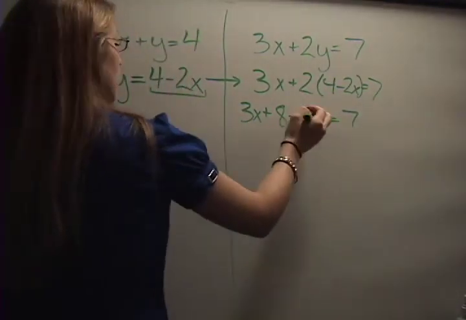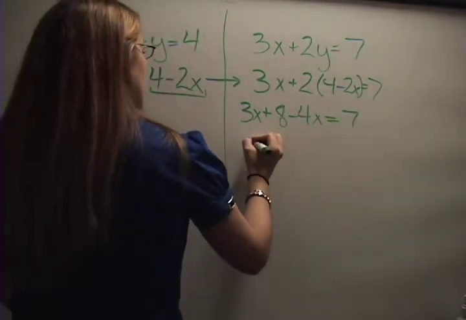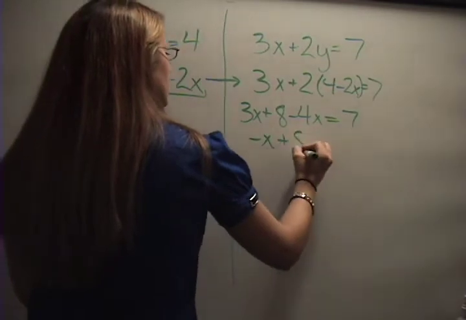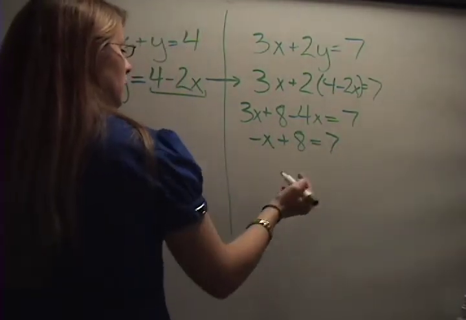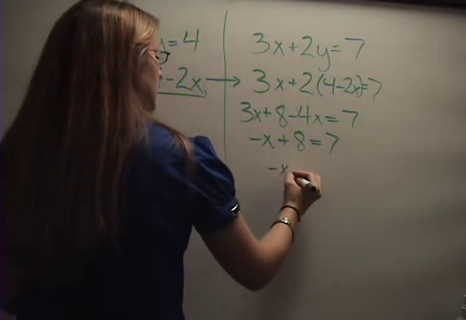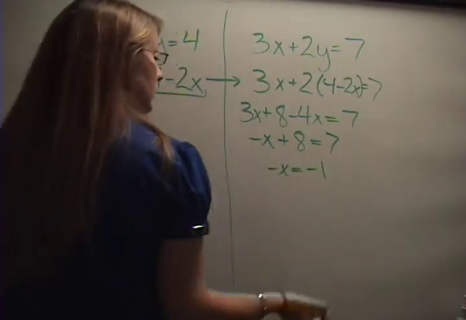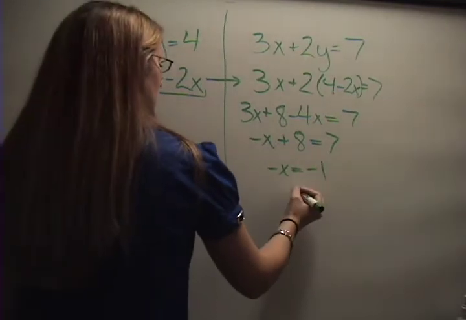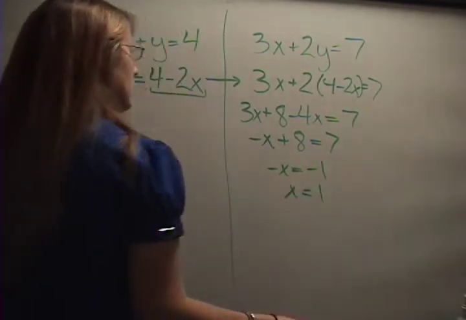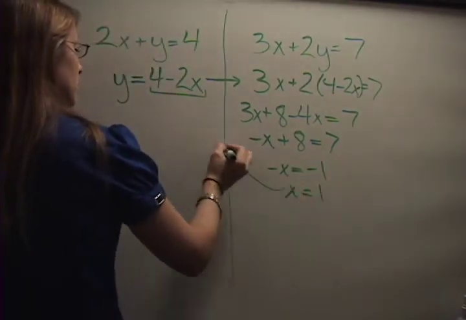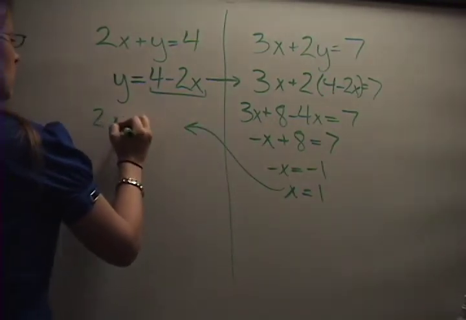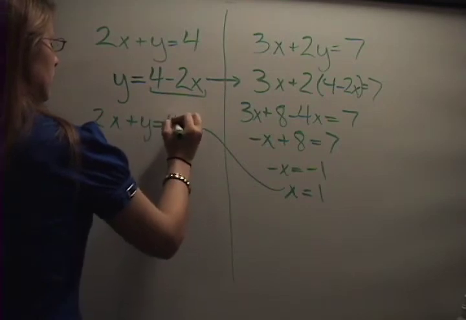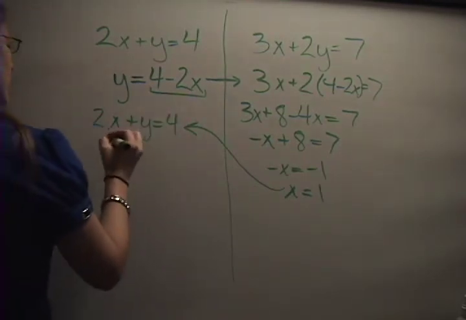Now you see we can combine like terms. We get negative x plus 8 equals 7. Now we're going to subtract 8 from both sides, and we get negative x equals negative 1. We can cancel the negatives, and we end up with x equals 1. Now I can bring this back over to the first equation. 2x plus y equals 4. I can plug in 1 for x.